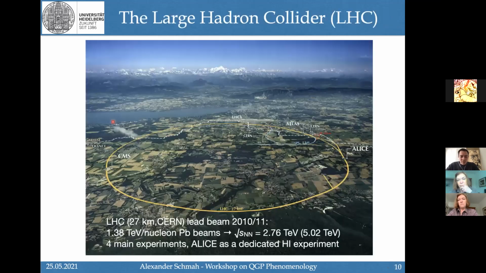The largest collider and accelerator we have is the Large Hadron Collider LHC at CERN in Geneva, 27 kilometers, 5 TeV square root s maximum energy for lead collisions, 4 major experiments, but I will talk only about the ALICE experiment, the dedicated heavy ion experiment. For ATLAS and CMS, I have slides in the backup.